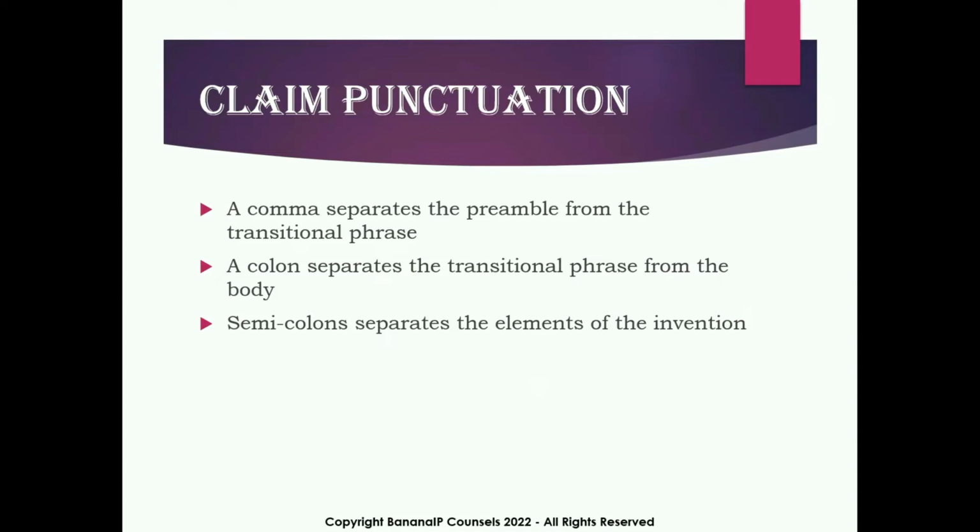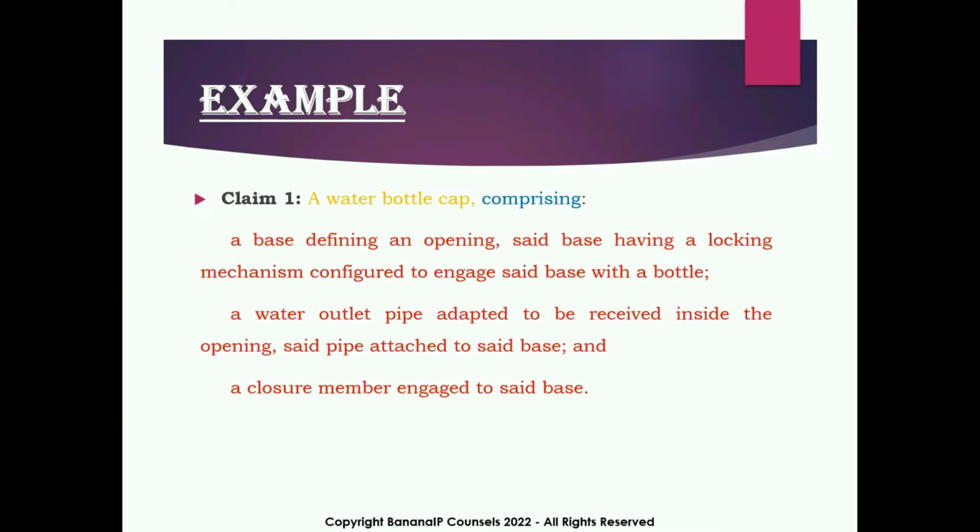Next we look into how a claim is written, and what punctuation is required in a claim. First, there will be a comma which separates the preamble and the transitional phrase. Then a colon separates the transitional phrase from the body of the claim. The semicolon separates the elements of the invention. Now, taking the previous example, a water bottle cap is the preamble of the claim, and the preamble and the transitional phrase are separated by a comma. Each element of the claim is separated by a semicolon.